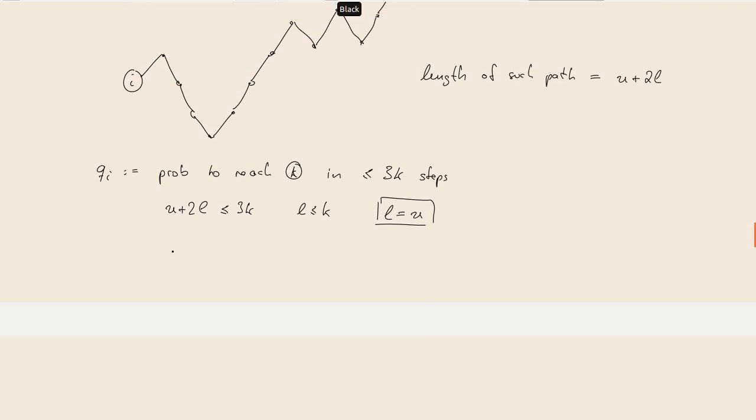So we'd like to get a lower bound on this, and the probability to reach that state in at most 3k steps is, if we first condition that we will only look at paths of the length where l is u, so paths of length 3 times u.